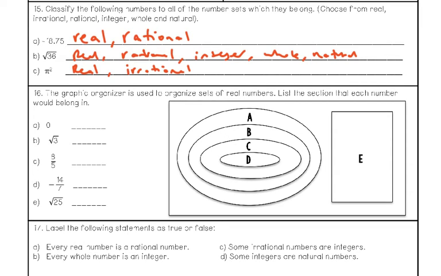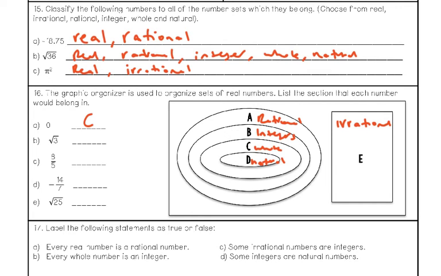So for 16, we're going to use that graphic organizer. So I'm going to go ahead and just label it for you real quick. E is irrational numbers. These are numbers that don't fit into the set. A would be rational numbers. B gets a little more specific. Those are integers. C is whole numbers. All whole numbers include 0 and then up to positive numbers. So D is natural numbers. That's everything except 0. So now we look at A, 0, what's the smallest set that it belongs in? That would be C. 0 is a whole number, but it's also an integer, rational, and so on. It's not natural, it's whole.